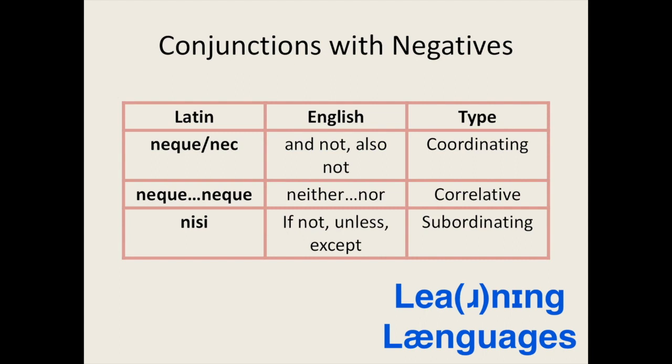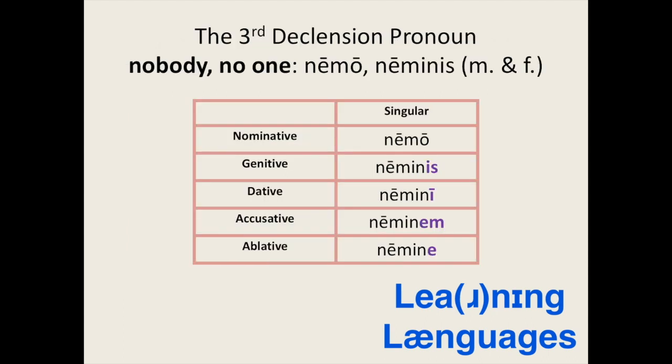Now let's have a closer look at the negative words nemo, nihil, and nullus. First, nemo. Nemo is a third declension pronoun. It has the following forms. Nemo in the nominative. In the genitive we have neminis. In the dative we have nemini. In the accusative we have neminem. In the ablative we have nemine. Notice that nemo is always singular and can be either masculine or feminine.